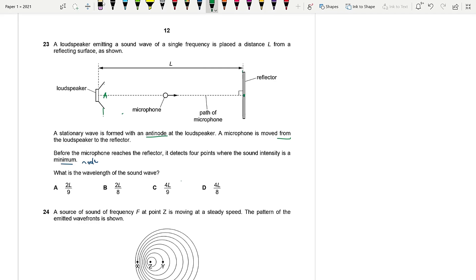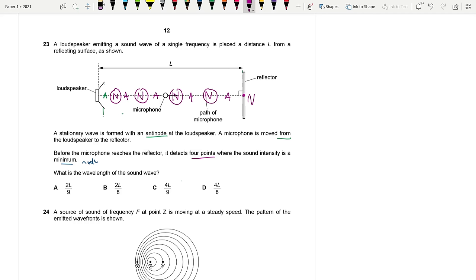So basically, at the reflector, there needs to be a node. This is a fixed thing, okay? And it detects 4 points where the sound intensity is a minimum between the reflector and the loudspeaker. So for these 4 points, the reflector isn't inclusive. There are 4 other points except the reflector. Do you guys understand? It's basically like this: node, antinode, node, antinode, node, antinode, node, antinode. So these are the 1, 2, 3, 4 points that we are talking about, actually.